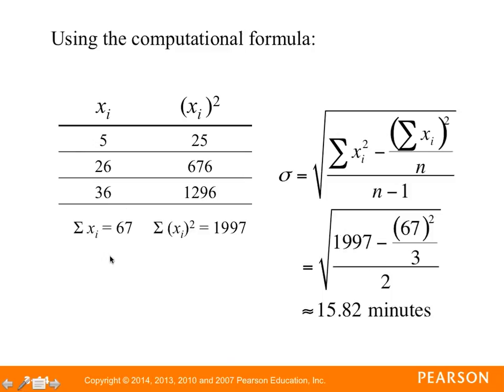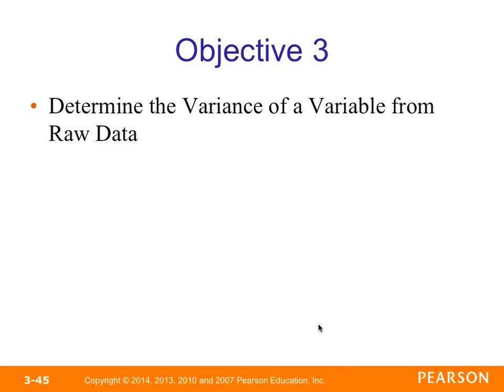We subtract the sum of the xi's, which is 67, and then square it. Divide by 3 since we have 3 observations, and we divide that entire thing by 2 because we have 3 minus 1 degrees of freedom. And take the square root, and you get 15.82. Again, I would suggest definitely doing this in StatCrunch, especially if you have a large number of observations, and then also learning how to do it on your graphing calculator so that you're able to use it on exams.